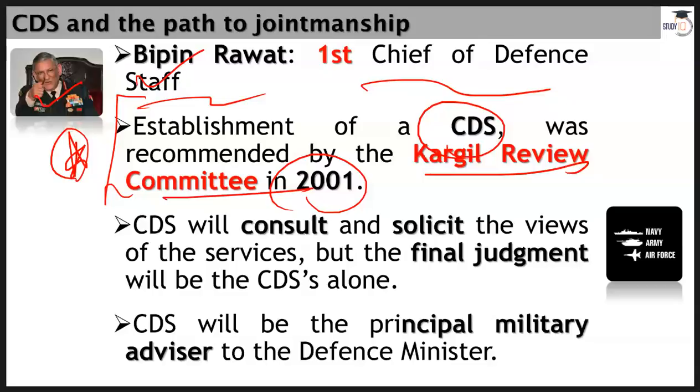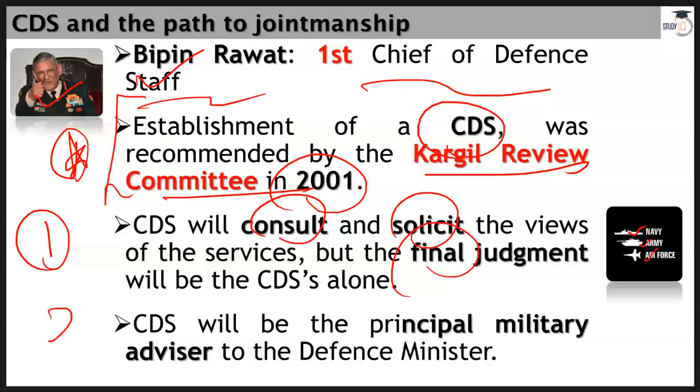Now, I'm going to take you through some important points. The first one, CDS will consult and solicit the views of the services, but the final judgment will be the CDS alone. When it comes to Army, Navy, Air Force, if Army is expressing some views about Army or that particular service, then it can go to CDS. CDS will talk about it. CDS will solicit the views of services. When it comes to acquisition, like purchasing tanks, let's say, for Army, or purchasing a sort of helicopter for Air Force, or maybe a tiny ship for Navy, it will consult and solicit, but the final judgment will be of CDS. Now, this is about acquisition or some basic things that we are talking about here, right?